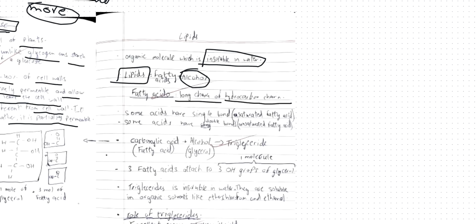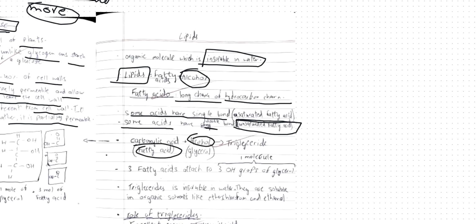Some fatty acids have single bonds only. That means they are saturated fatty acids, whereas some fatty acids have double bonds. That means they are unsaturated fatty acids. When a fatty acid, or a carboxylic acid, combines with an alcohol, in this case glycerol, what you get is a triglyceride. What is a triglyceride? A triglyceride is basically three fatty acids combining with one glycerol molecule.